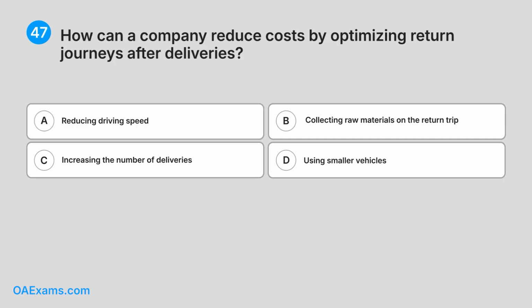47. How can a company reduce costs by optimizing return journeys after deliveries? A. Reducing driving speed. B. Collecting raw materials on the return trip. C. Increasing the number of deliveries. D. Using smaller vehicles. Do you know the answer?